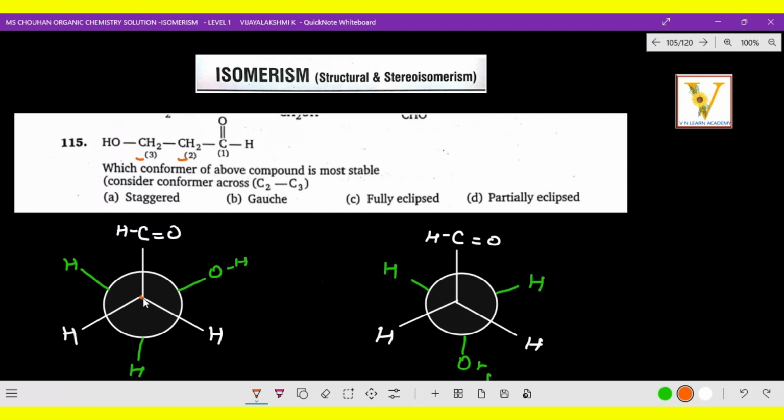Front carbon, it is a line. So this is the front carbon and the back carbon. In that, there are staggered, gauche, fully eclipsed, partially eclipsed. Of course, 100% they are asking about the most stable, which means these two will not be applicable.